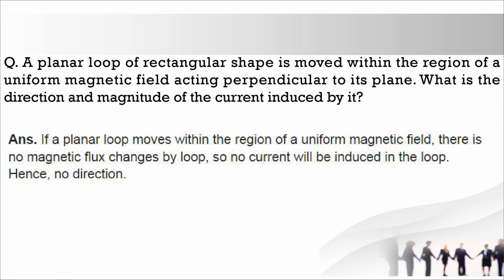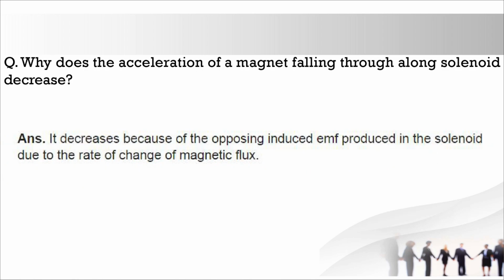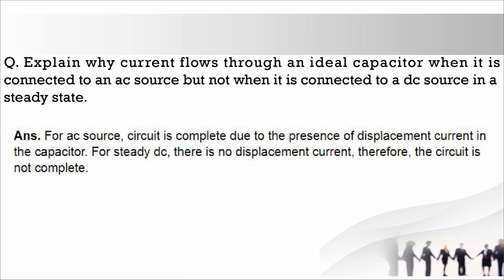A planar loop of rectangular shape is moved within the region of a uniform magnetic field acting perpendicular to its plane. What is the direction and magnitude of current induced in it? Why does the acceleration of a magnet falling through a solenoid decrease? Explain why current flows through an ideal capacitor when it is connected to an AC source, but not when it is connected to a DC source in a steady state.